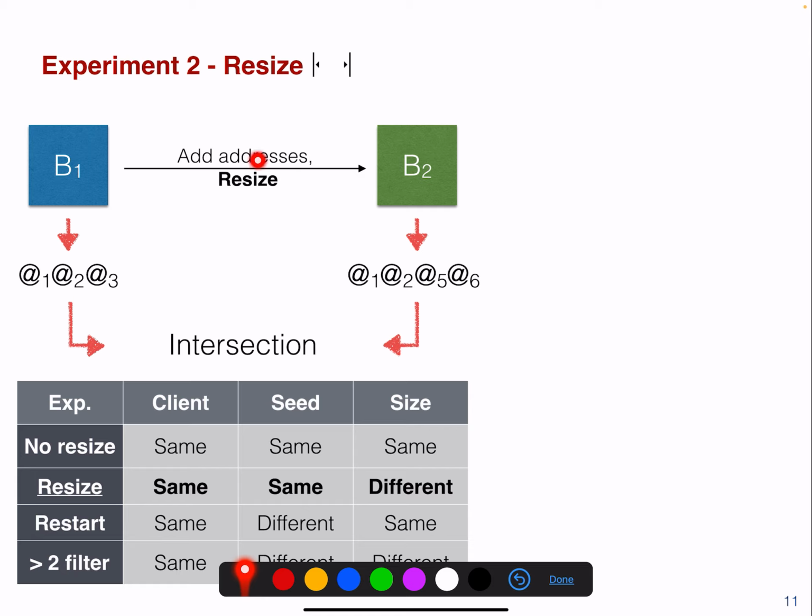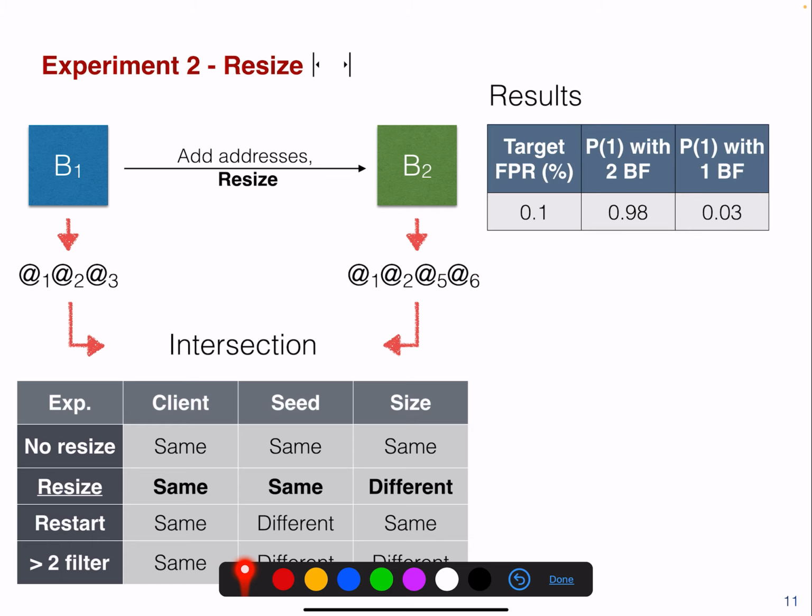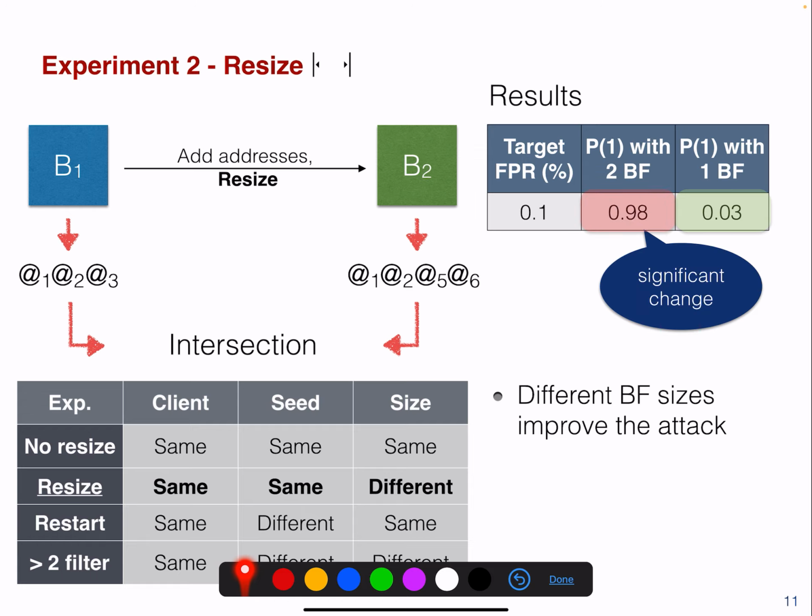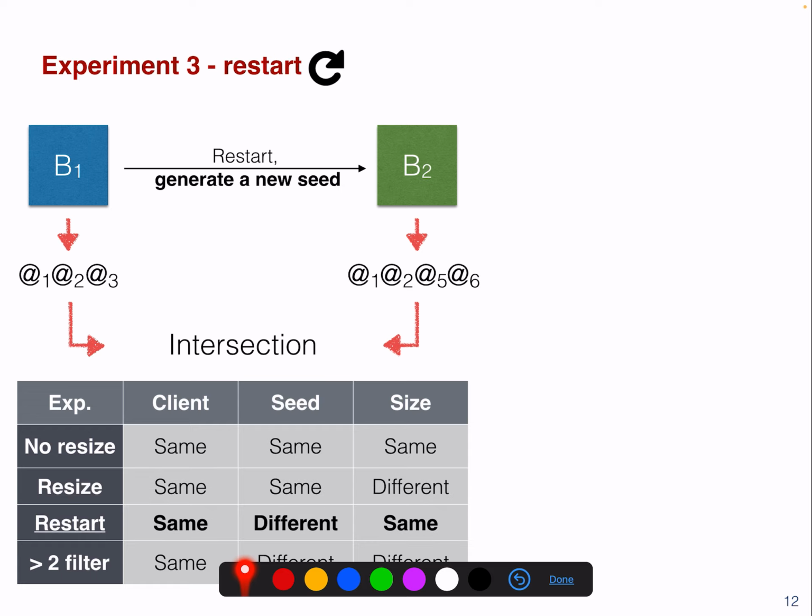Now, if we do perform a resize, this means there will be a different set of false positives, right? You can see this here. Then the probability with one bloom filter to guess one address is 0.03, and the probability of guessing one address with 2 bloom filters is almost 98%. Right? So there's a significant change, and this means different bloom filter sizes improve the intersection attack quite a bit.